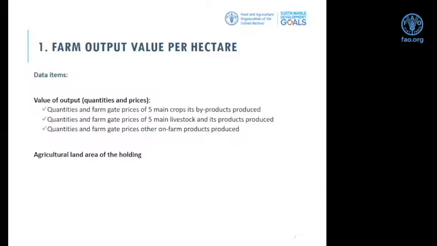Now, to estimate the value of output of that particular agriculture holding, we confined ourselves to five main commodities produced by the holding. So what we need is basically quantities and farm-gate prices of five main crops and its byproducts, if the holding primarily is producing crops.